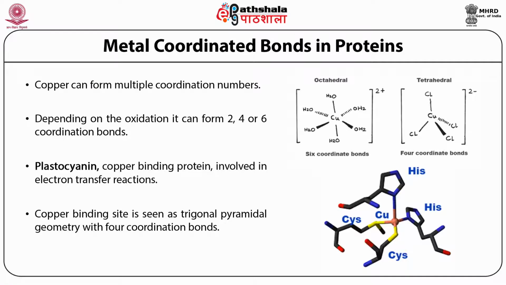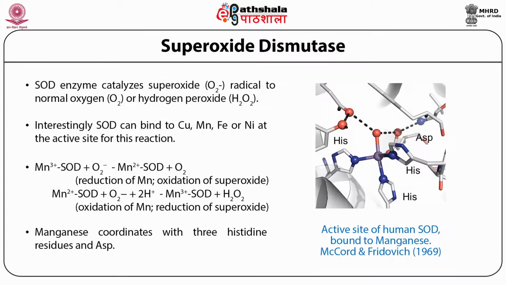It coordinates with two cysteines and two histidines. The copper binding site is seen as a trigonal pyramidal geometry with four coordination. So with four coordination, it doesn't exactly form a tetrahedral geometry, but a slightly modified version of the geometry, which is seen in this protein. We'll see a couple more examples of metal coordination.